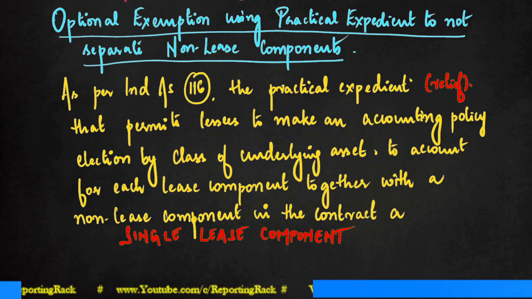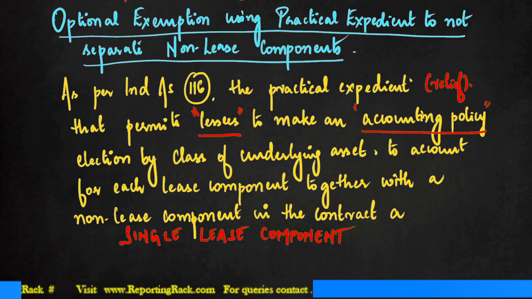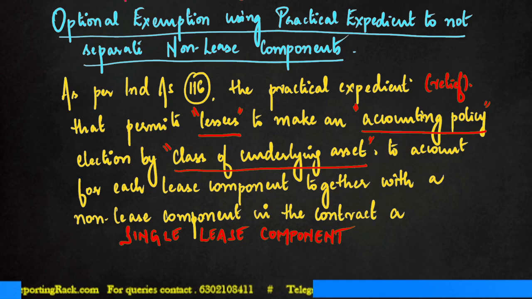IND AS 116 provides a practical expedient or a relief. Whom is this relief available to? This relief is only available to my lessee. Only the lessee can use it. What is the lessee using? The lessee's relief is that he can make an accounting policy. This accounting policy shall be applicable to the class of underlying asset to treat or to account for each lease component together with non-lease components in the contract as a single lease component under IND AS 116.